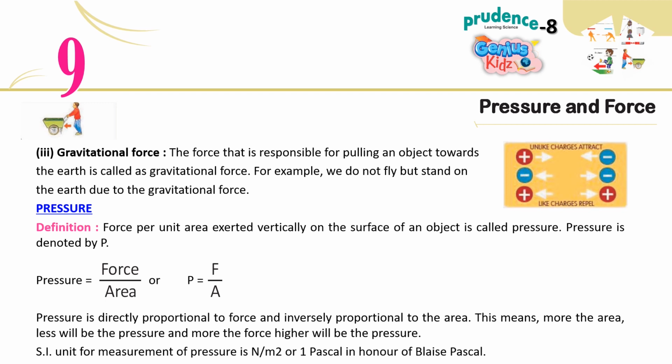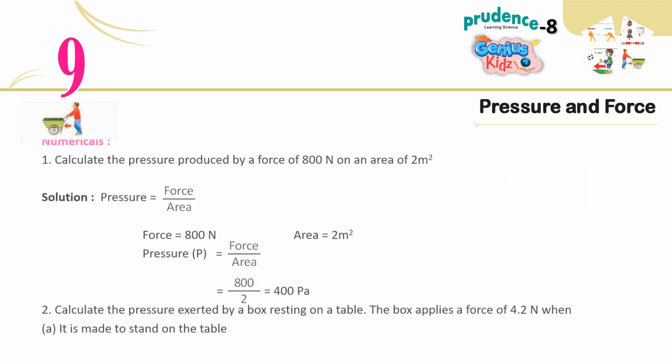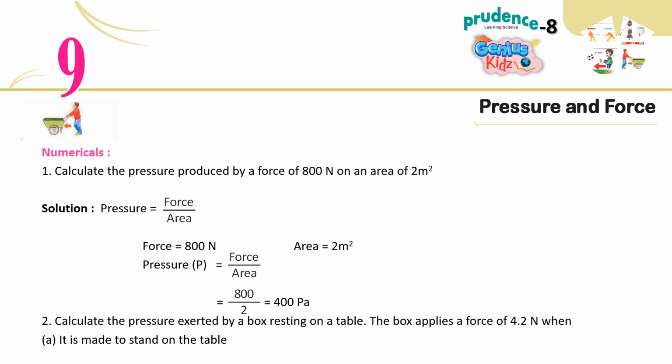Pressure. Definition: force per unit area exerted vertically on the surface of an object is called pressure. Pressure is denoted by P. Pressure is equal to force upon area, or P = F/A. Pressure is directly proportional to force and inversely proportional to area. This means, the more the area, the less the pressure, and the more the force, the higher the pressure. The SI unit for measurement of pressure is N/m² or 1 Pascal, in honor of Blaise Pascal. Numericals. 1. Calculate the pressure produced by a force of 800 N on an area of 2 m².